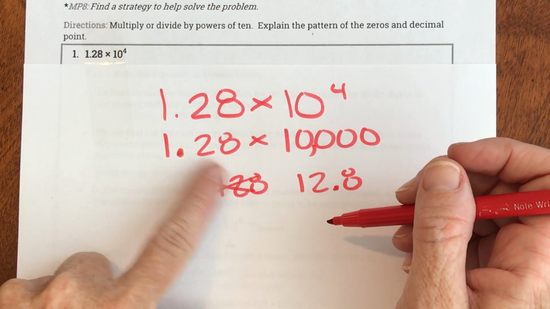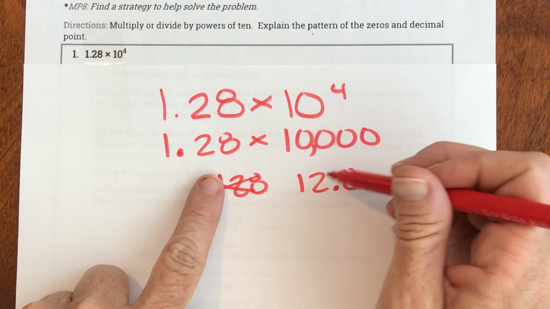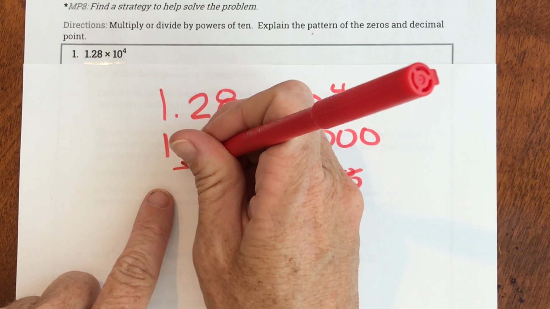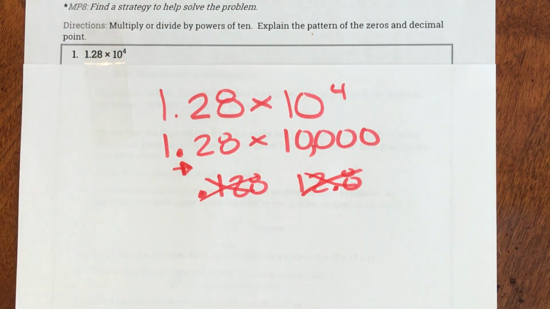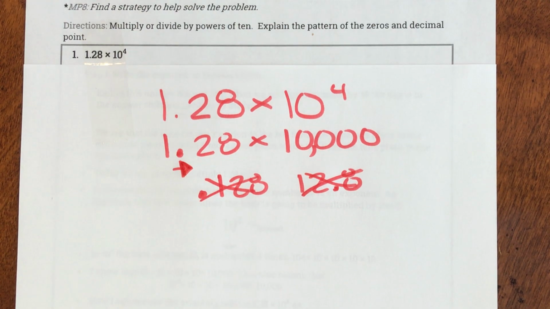Step 2 is just which way should I move it? Well, because it's multiplication, I need my number to get larger. So I'm going to move my decimal that way because I want it to get larger. Okay, now the next step is how many should I move it?